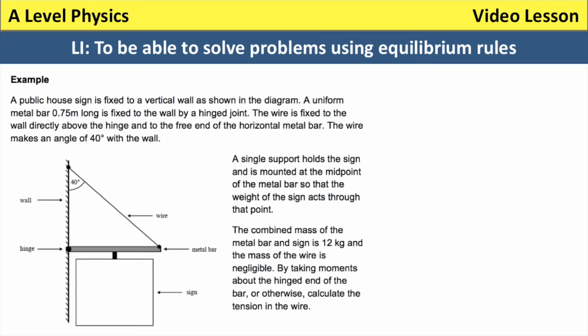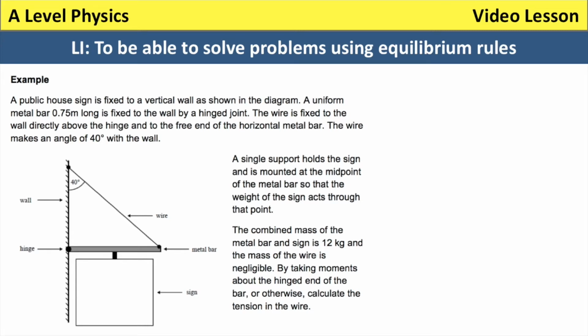It then says a single support holds the sign and is mounted at the midpoint of the metal bar so that the weight of the sign acts through that point. The combined mass of the metal bar and the sign is 12 kilograms and the mass of the wire is negligible. By taking moments about the hinge end of the bar or otherwise, calculate the tension in the wire. So this actually is a moments problem.